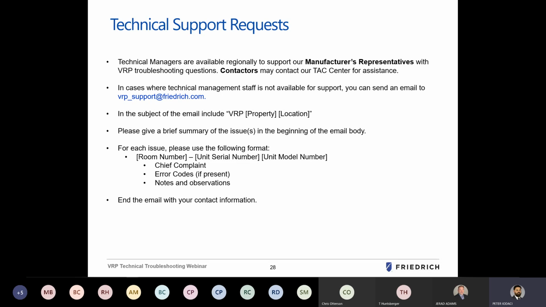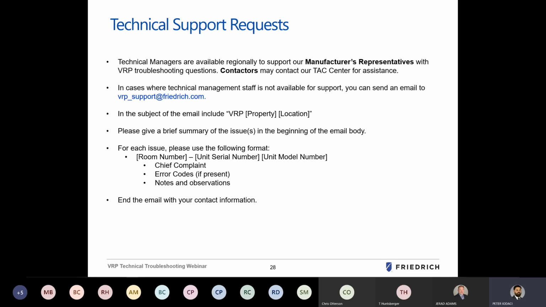I'm sure many of you have experience working with someone from our team, but we'll show you the territory map here in a few. We can be reached either by phone or email, and our team email address is vrpsupport@friedrich.com, and don't forget the underscore between VRP and support. When you send us an email, be sure to include the property, location, equipment info, and complaint and error codes. It would be helpful also if you would include the steps that you've taken to troubleshoot the unit.